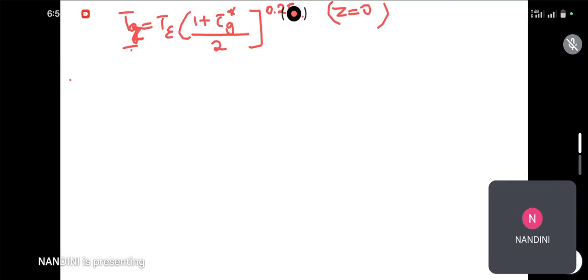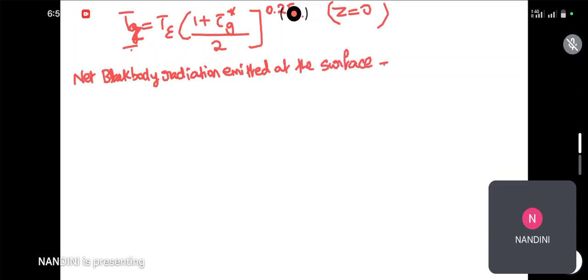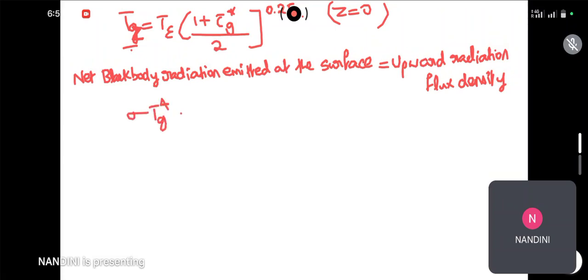Now what will be the temperature of the ground? The net black body radiation emitted at the surface is equal to the upward radiation flux density. So the net black body radiation emitted by the surface is given by sigma Tg raised to 4. And the upward radiation flux density is F outgoing at Tg, the optical depth.